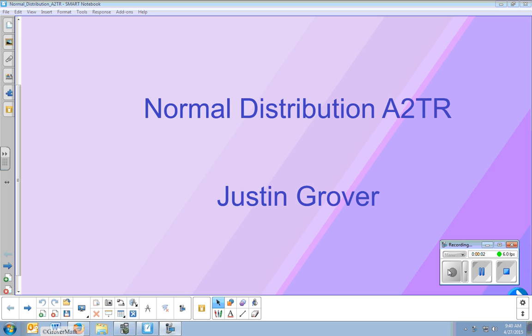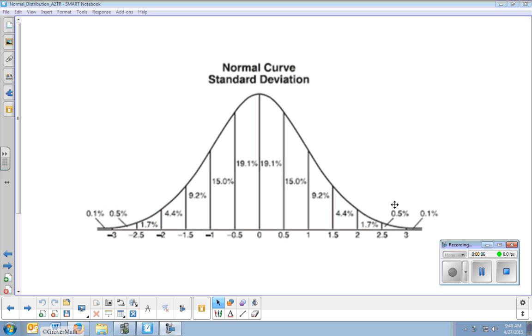Normal distribution, Algebra 2 trigonometry regions. So on your reference sheets towards the bottom, you may have noticed there's this giant curve called the normal curve, standard deviation. And we use this for normal distribution. This is given to you on your reference sheet. This will be given to you on my test and also on the regions.